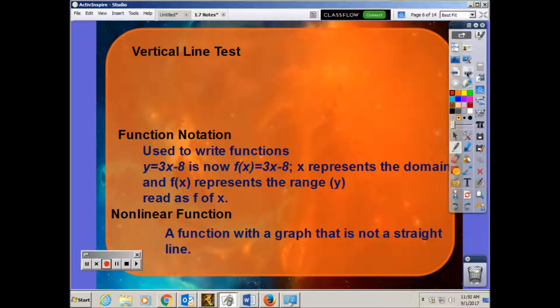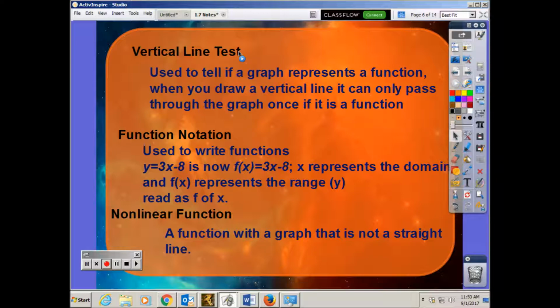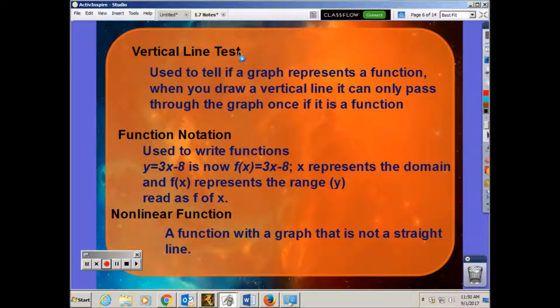Okay. The vertical line test. This is something we're going to use a lot. It'll make more sense as I do the examples. If a graph represents a function, when you draw a vertical line, it can only pass through the graph once. And I'll explain that in a minute because that's really important.